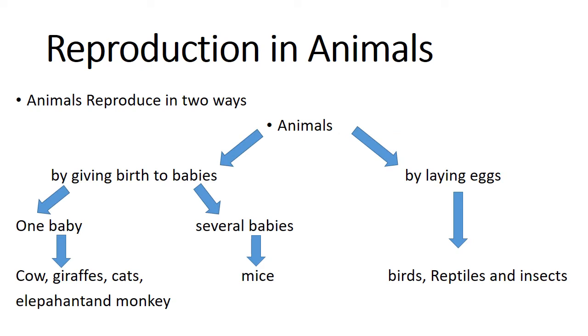Reproduction in animals. Animals reproduce in two ways: by giving birth to babies or by laying eggs. Some of the animals that give birth to babies give birth to one baby at a time, like cows, giraffes, cats, elephants and monkeys. Some of them give birth to several babies, like mice, which can give birth to 32 babies at a time. Some of the animals which lay eggs are birds, reptiles and insects.